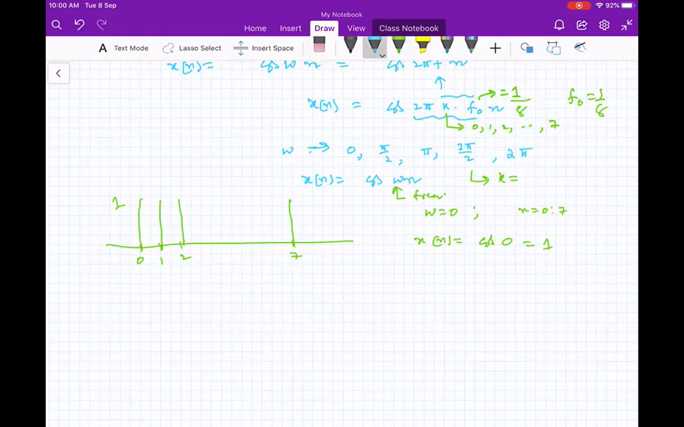Is the discussion clear or not? Omega, how do I write it in terms of f naught, k and so on? 2 pi into k by 8. Is this correct or not? If I substitute f naught, what is omega? 2 pi k by 8. Is it clear or not?